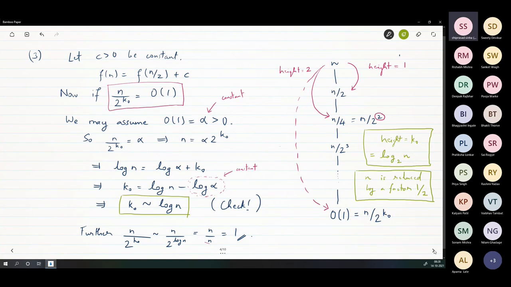Sir, this part I didn't understand. Second last part, n is reduced by a factor 1 by 2 means. Hello, sir. I think he is not here. Hello, sir.